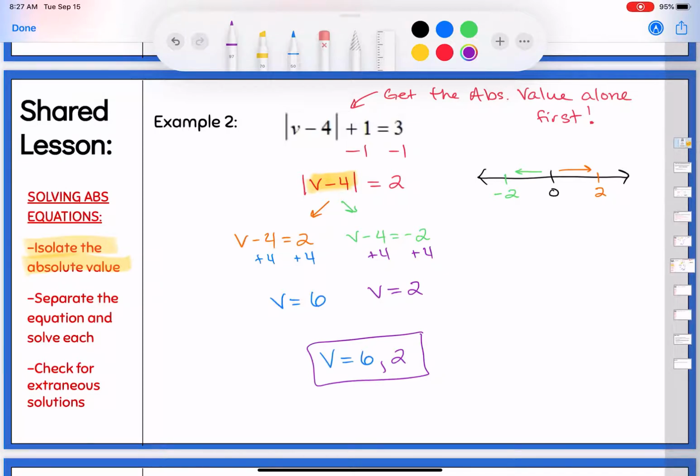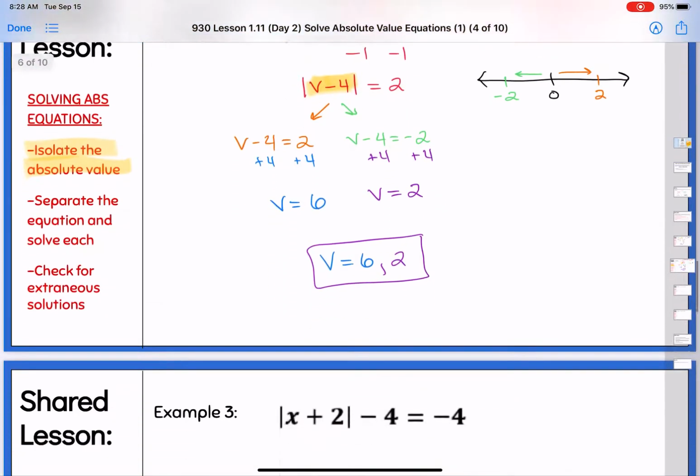If I plug in positive 6, 6 minus 4 is 2. The absolute value of 2 is 2. When I add 1, I do equal 3. If I plug in positive 2, 2 minus 4 is negative 2. The absolute value of negative 2 is 2. 2 plus 1 does equal 3, so it does still work. So these are going to start to get a little bit more difficult to do in your head. You could write them down if you really want to make sure to check your answers, or you can really keep track of your mental math if you want to.